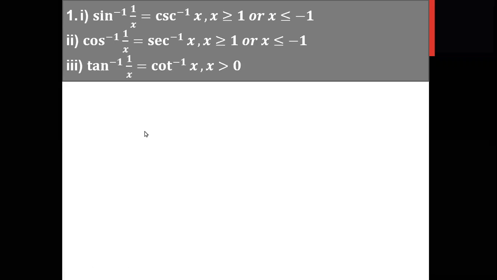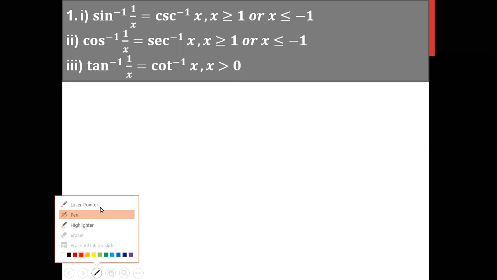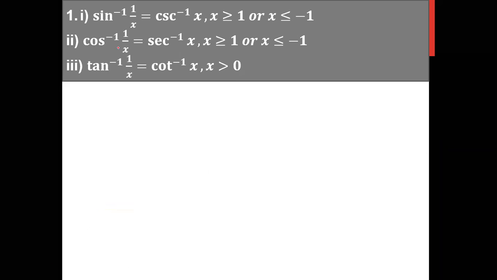Okay, so this is the first property. There are three sets. Under the first property, you have three sub properties, which means if you can prove the first property, similarly it follows for the other two also. So what does the first property say? It talks about the reciprocal of inverse trigonometric functions.